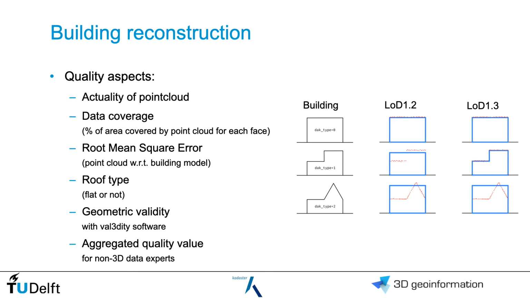Then there is the root mean square error, which is essentially the error of the point cloud with respect to the building, the roof type, if a building is flat or not, and the geometric validity checked with our Val3dity software. And finally, an aggregation of all of the above into a single quality rating so that non-expert users can quickly get an idea of the general quality of a building.